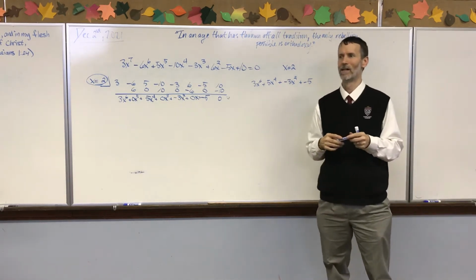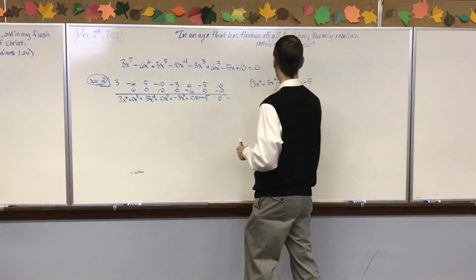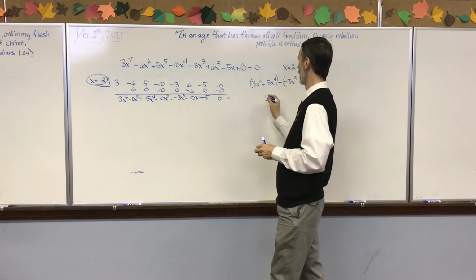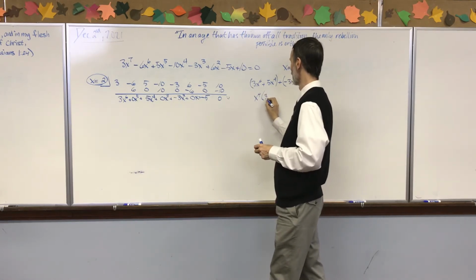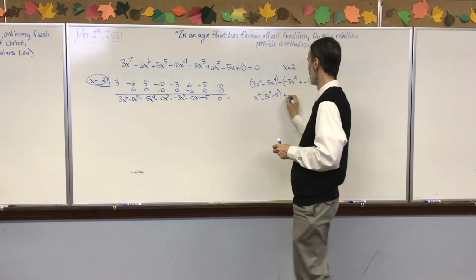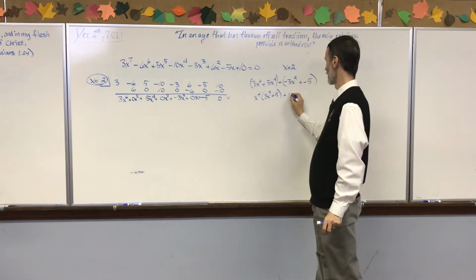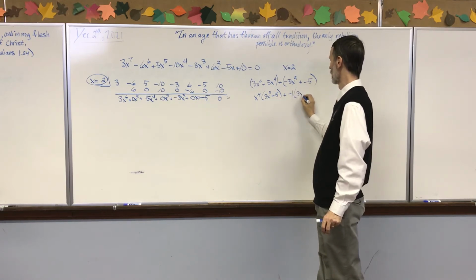You could factor it by grouping. You can factor this by grouping. Do it. Well, actually, x to the 4th, and what's left behind? 3x squared plus 5. Good. Keep going, and pull out negative 1. Negative 1. Good. And 3x squared plus 5. Good.